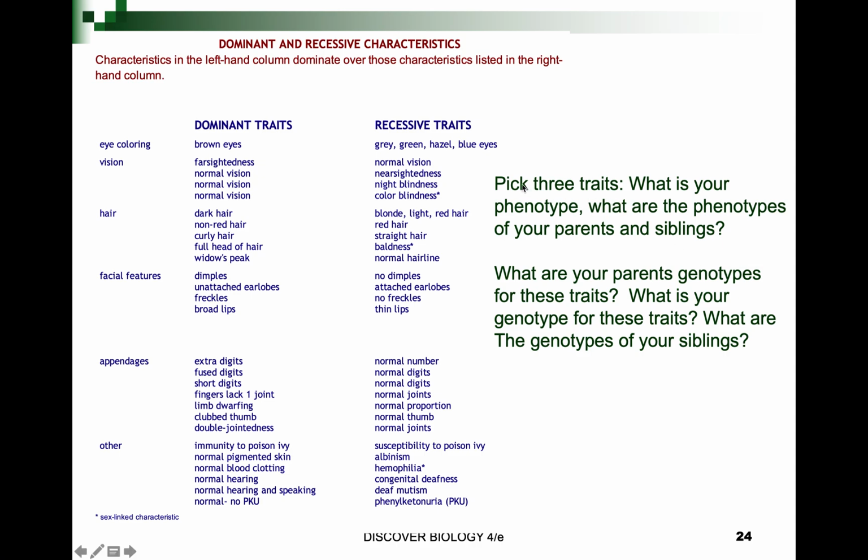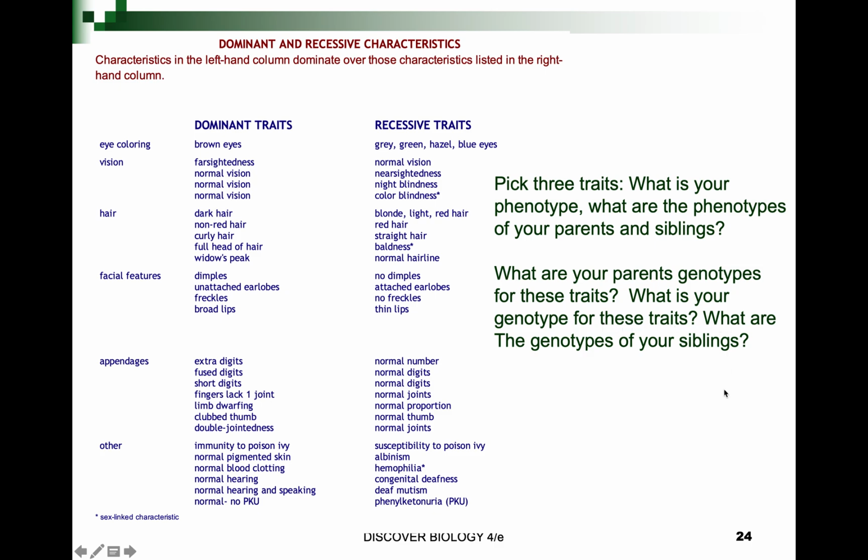But what I want you to do is pick 3 traits from this list, and I want you to figure out what is your phenotype, what are the phenotypes of your parents and your siblings. And you should be able to do this, right? What are your parents' genotypes for these traits, and what is your genotype for these traits? And what are the genotypes of your siblings?